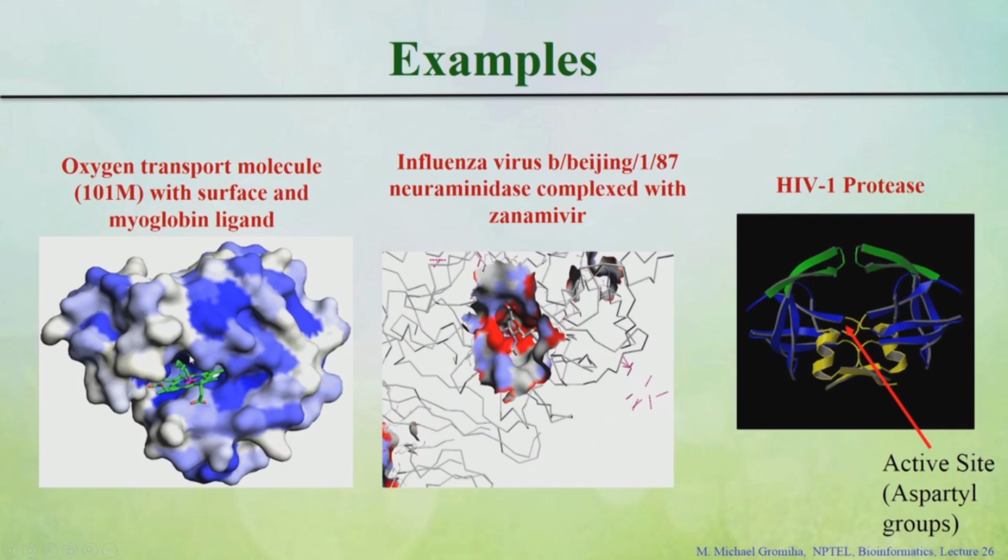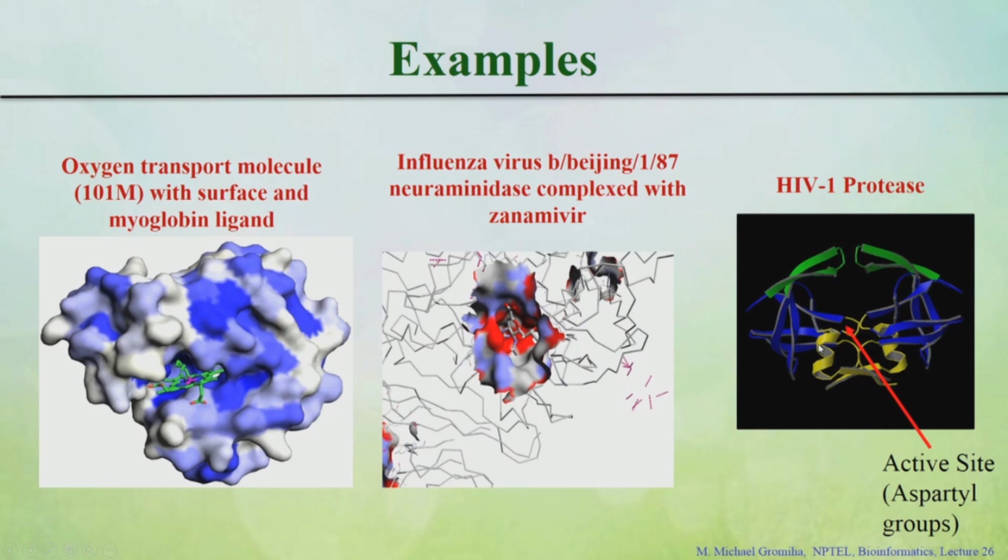These are data of the oxygen transport molecule, the surface and the myoglobin ligand. Here you can see influenza virus B, the neuraminidase complex with zanamivir. This is zanamivir here, this is the protein site, and how they fit in the core. This is another one, HIV protease. Here also you can see the aspartyl group, which can act as the active site, so that the ligands can go and interact at these sites.